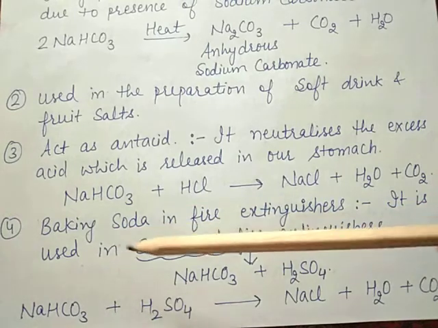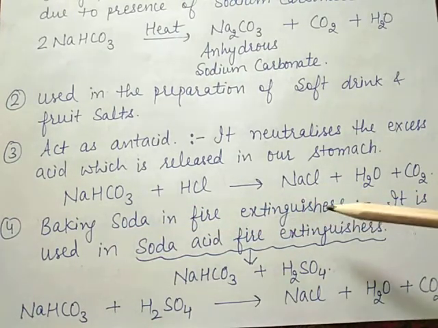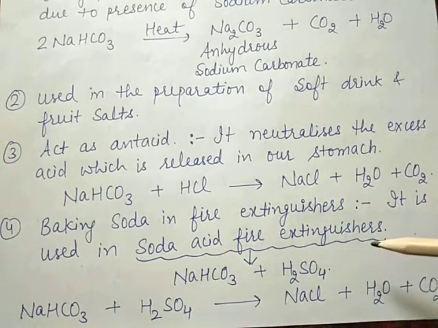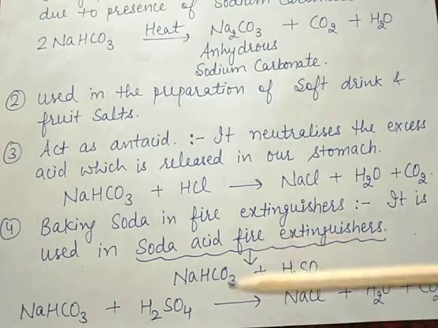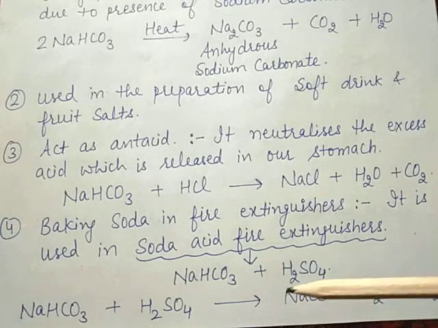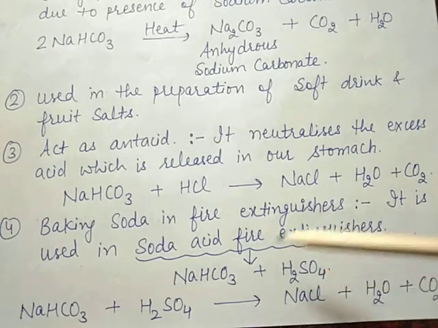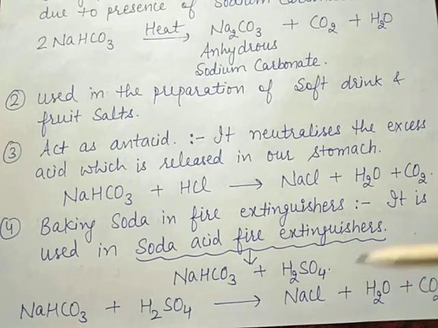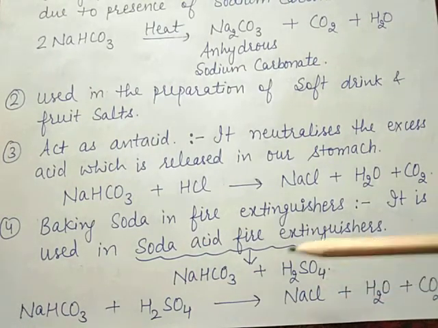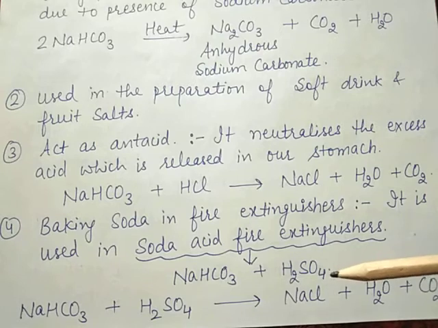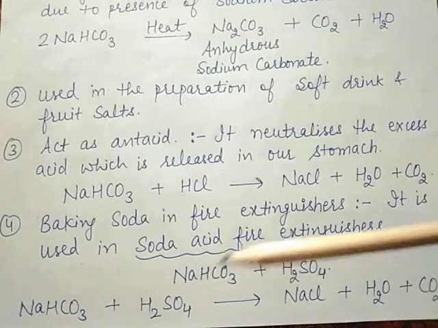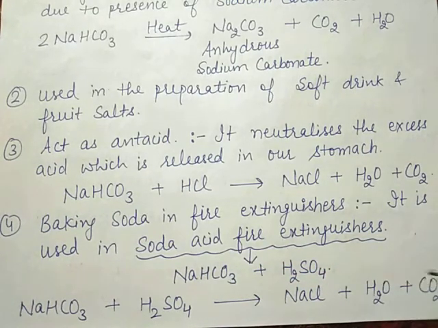Next, fourth use: baking soda in fire extinguishers. It is used in soda acid fire extinguishers. Soda acid fire extinguisher is made up of sodium hydrogen carbonate and sulfuric acid. Soda means baking soda, NaHCO3. Acid means H2SO4. This is a strong acid. When this acid reacts with NaHCO3, it will form NaCl plus water plus CO2.